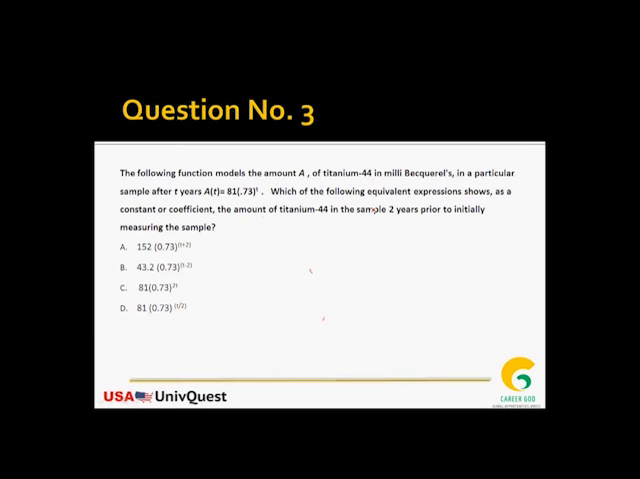It means the initial value of t is 0. 2 years prior to measuring, you need to replace t with minus 2. So 81 into 0.73, replace t with minus 2. So 81 by 0.73 whole square. You just use your calculator and simplify this. You get 81 by 0.73 whole square as 152. What is my question? Which of the following equations shows the amount of titanium 44 that is present in the sample 2 years prior, which is 152? Where I can see that as a constant, even no need to think anything. I can clearly, happily see that amount 152 in option A.